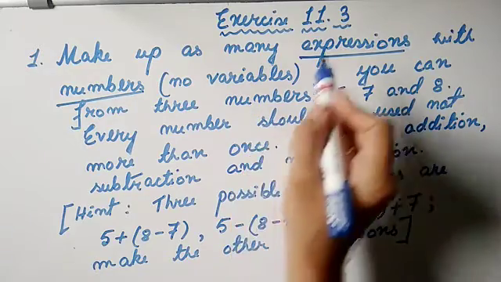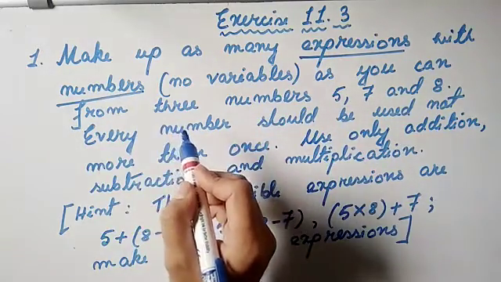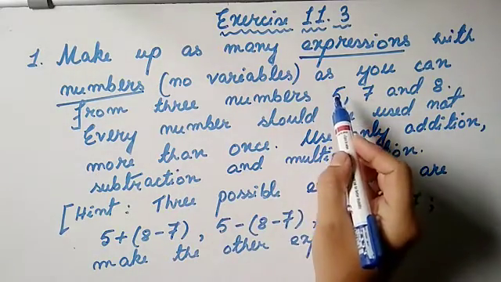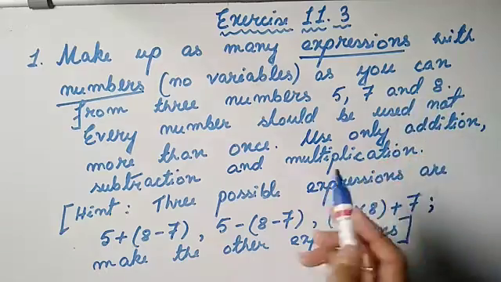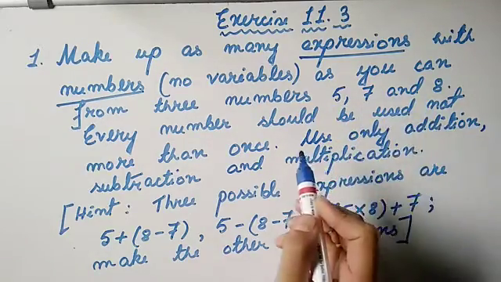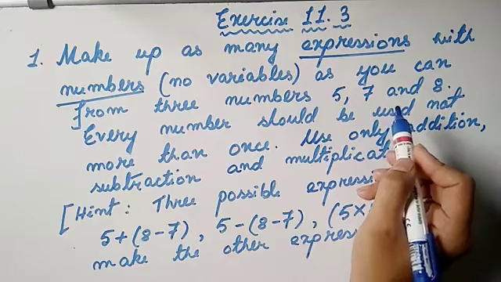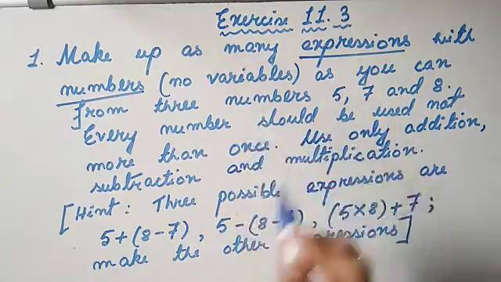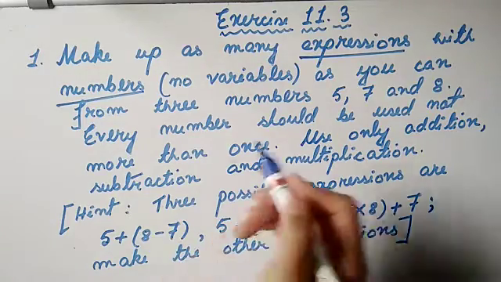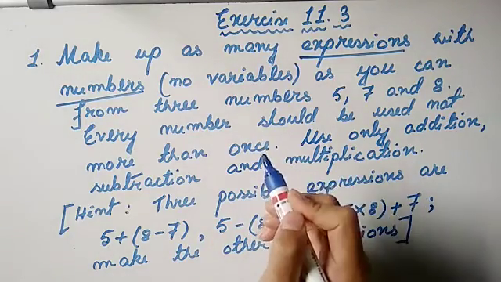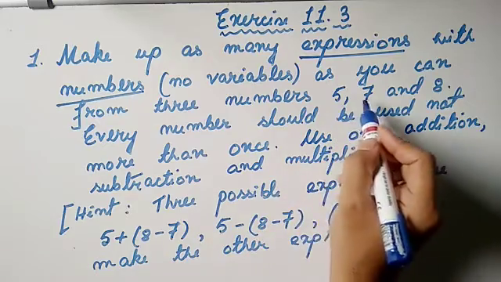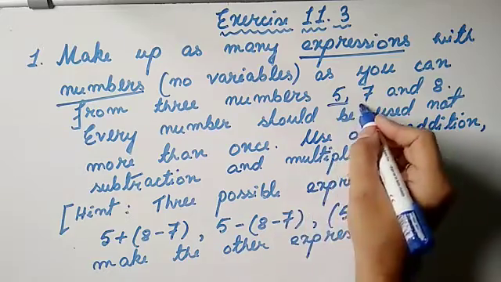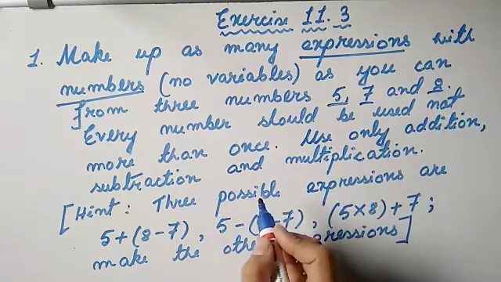So we are going to make expressions with numbers only, using how many numbers? 3 numbers, and those numbers are 5, 7 and 8. So these are the 3 numbers that we must use. Okay, we cannot use any other number. Say for example, if you use the number 2 in your expression, then your answer is completely wrong. Okay, we must use only these 3 numbers. And those 3 numbers are 5, 7 and 8.